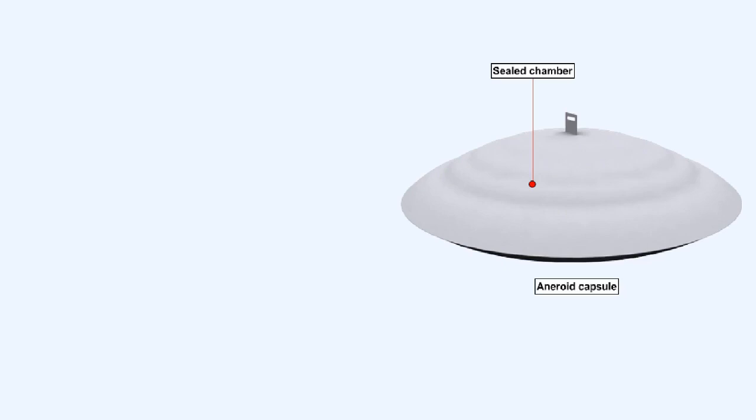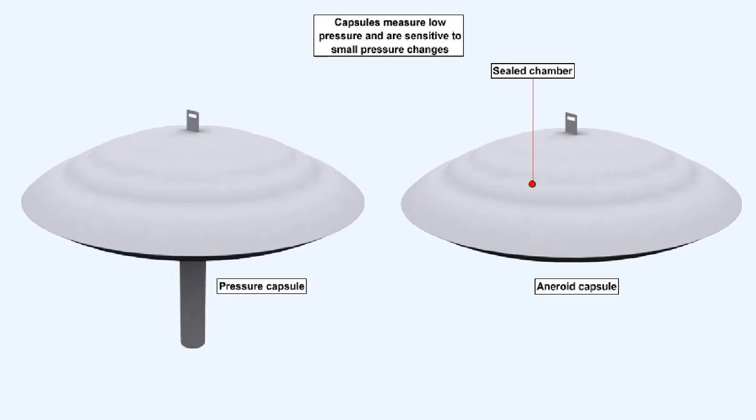Capsules are made up of two diaphragms placed together and joined at their edges to form a chamber. The chamber may be sealed, in which case the device is called an aneroid capsule, or it may be joined to a pressure source, in which case it's called a pressure capsule. Like diaphragms, capsules are also used to measure low pressure, but capsules are more sensitive to small pressure changes.